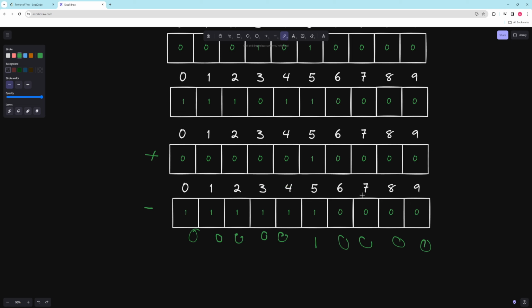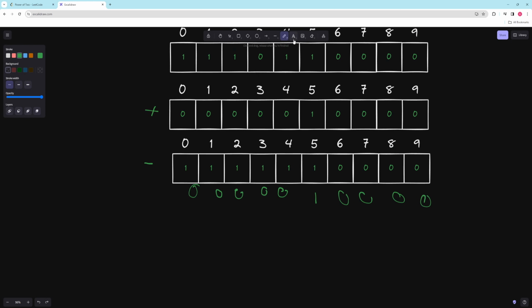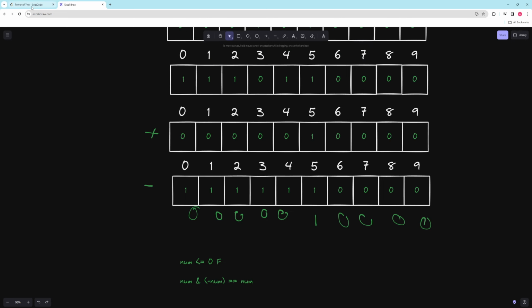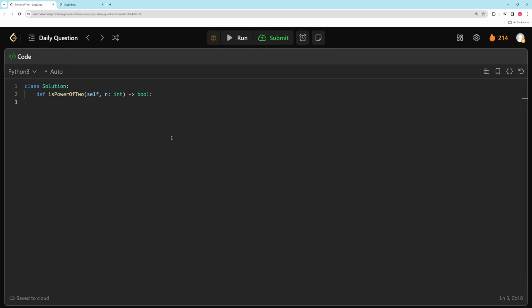So that's why that works, and that's kind of the trick. Essentially you can just say, okay, if our number is less than or equal to 0, return false. Otherwise, let's do the number bitwise AND the negative number, and if this is the same as our number, then we want to return true because it is a power of 2. That's kind of the trick for it. So let's code that up, and I'll briefly show the bitwise solution as well.